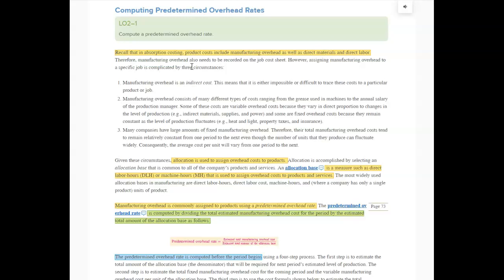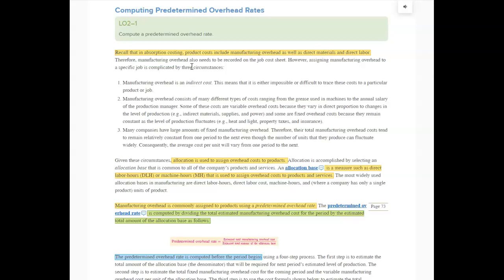It's easy for the materials. We have the materials requisition form. It's easy for the labor. We have the time tickets. So we can assign with great accuracy materials and direct labor to a job. But overhead, that's a different story. We cannot assign it directly when we incur a specific cost to a specific job because these relate to so many jobs. So what we need to do then is estimate the overhead.